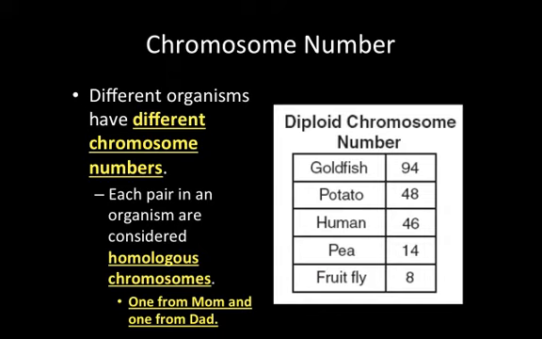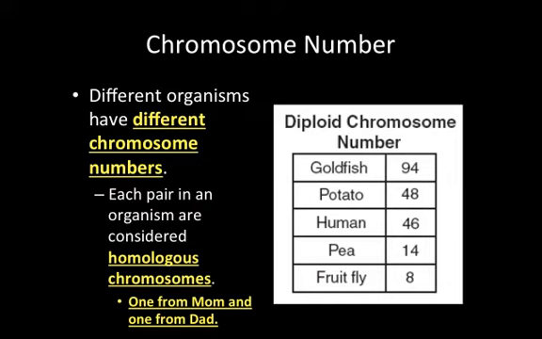Different organisms have different chromosome numbers. You can take a look at the chart on the right and see that goldfish have 94 chromosomes. Potatoes have 48, humans are 46, pea plants are 14, and fruit flies are 8. You notice that the diploid number is always an even number, and that's because the diploid number always involves a pair of chromosomes, right? So you'll always have an even number because they're in pairs.